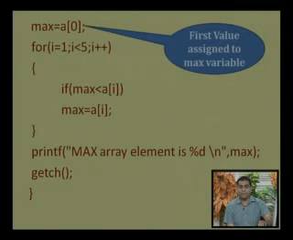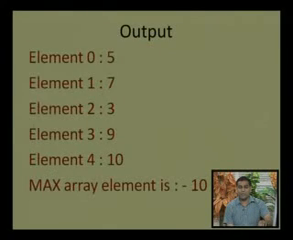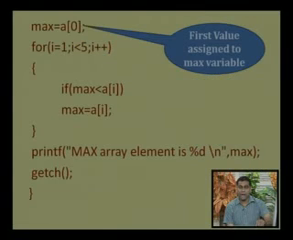Now if max is less than a of i, what is the value of max here? 5. And a of i is a of 1, whose value is 7. So 5 is less than 7, if yes, it goes to the next statement. Otherwise, it goes outside the loop. So 5 is less than 7, yes, so the value of a of i is assigned, and 5 will be erased. Now a of 1 is 7, so the maximum value is 7 now. So max equal to 7 now. Now the loop will increment by 1 again.